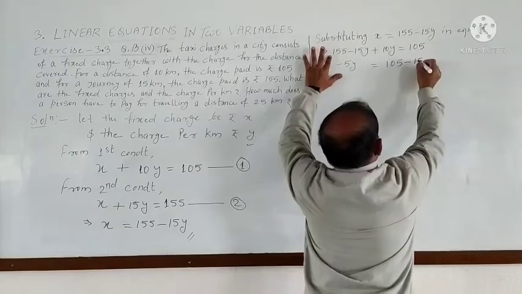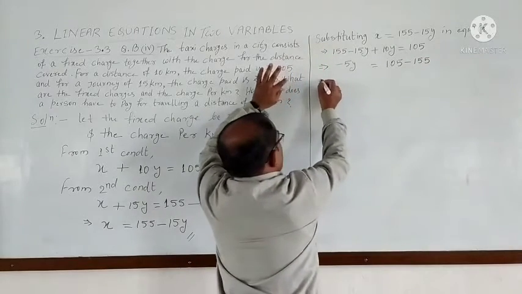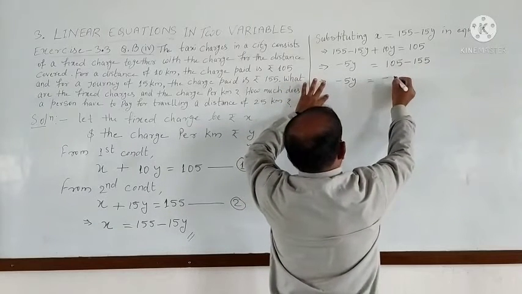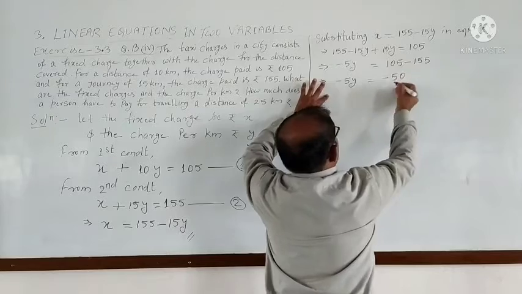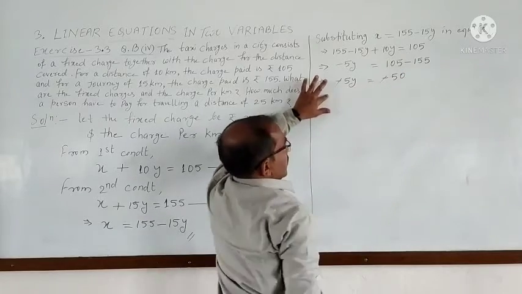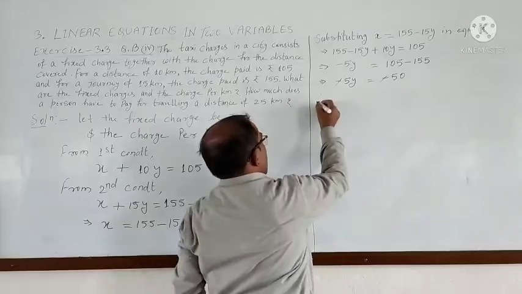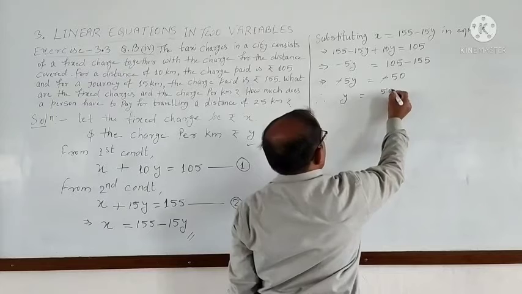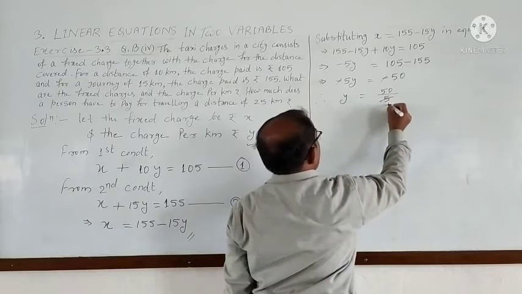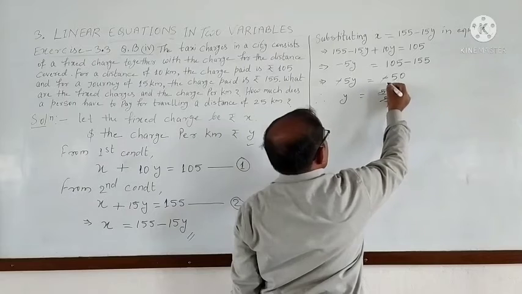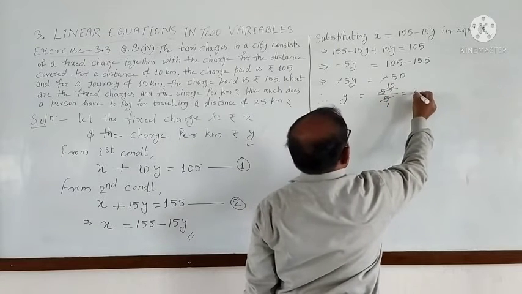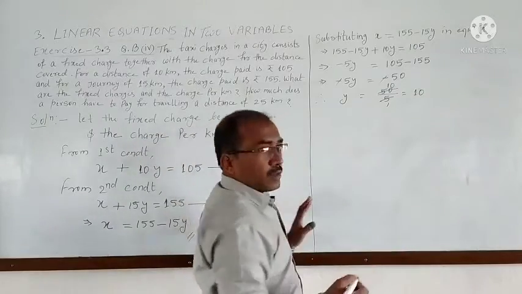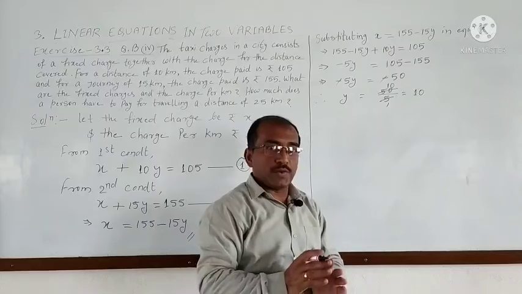105 minus 155, we have here minus 5y equal to 105 minus 155, we get minus 50. Minus is gone, y equal to, we can even cut from here directly, 5 tens are 50, or you bring one step down, 50 by 5, 5 ones are, 5 tens are 50. So y is 10. What was our y? What we have assumed: the charge per kilometer. That means the per kilometer charge is 10 rupees.